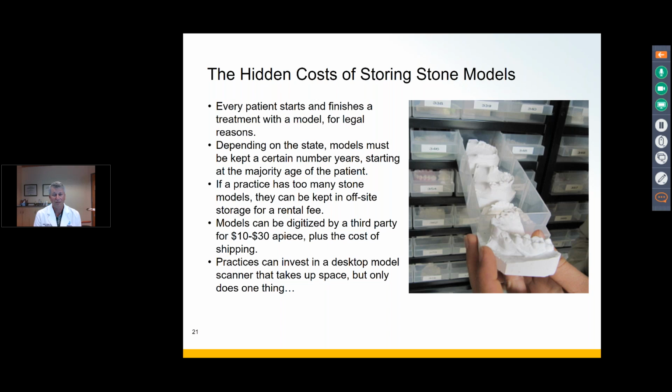I've stored these, and we recently had to take a document destruction company back and take about 10,000 stone models and grind them because it's a medical record. So think of the savings there.